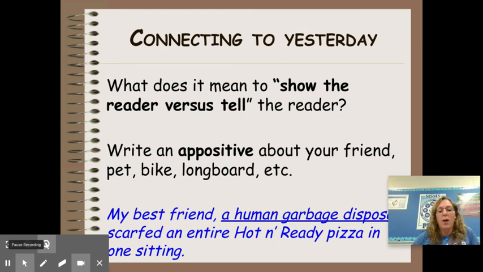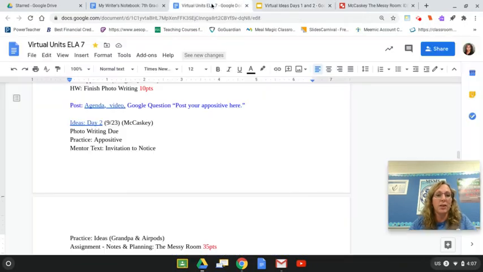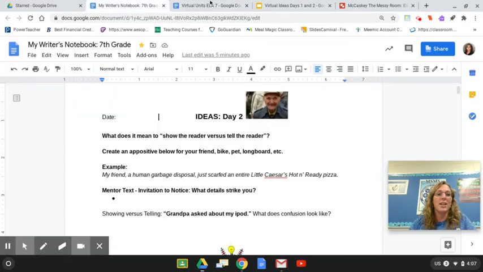And right now, I'm going to ask all of you to take a minute and write another appositive. You're going to write this appositive right inside your writer's notebook. You're going to put it right here. And it says, create an appositive below for your friend, a bike, a pet, a longboard. So just take a minute and write an appositive. Don't forget that you have to have some punctuation.